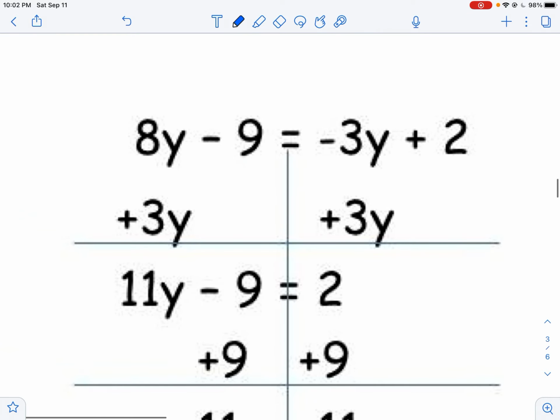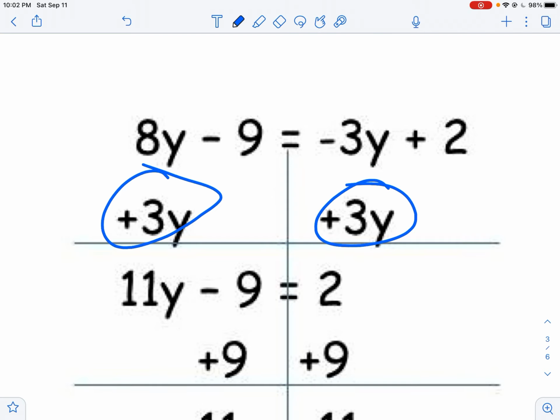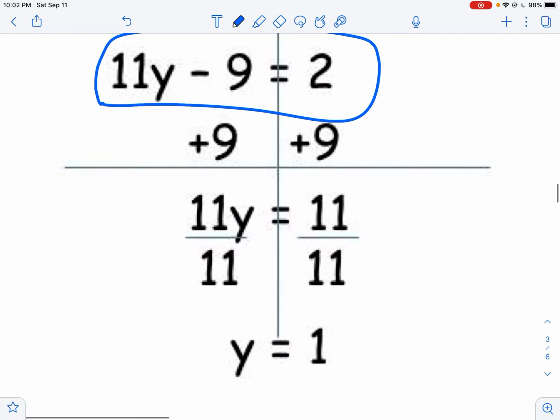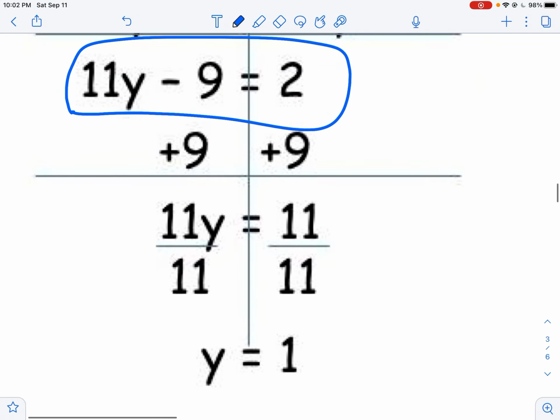Okay, this example here. It's got an 8y on the left and a negative 3y on the right. They chose to get rid of the variables on the right by adding 3y, which is the opposite of a negative 3y. So you add it on the right, add it on the left, and now it turns into an equation like this. 11y minus 9 is 2. That is a two-step equation. You add the 9, you divide by 11, voila, answer.